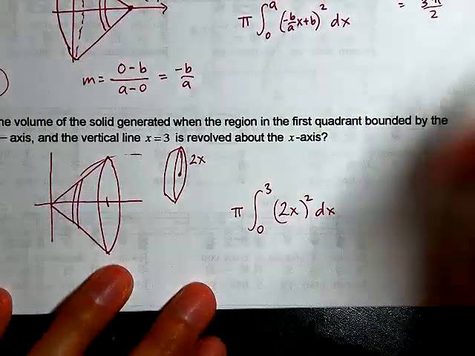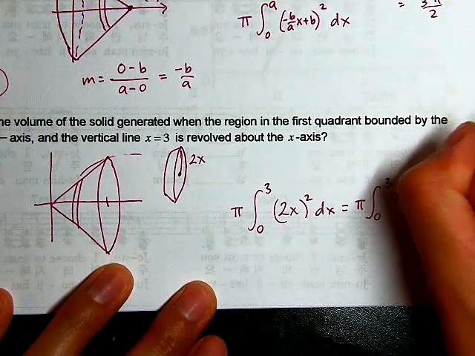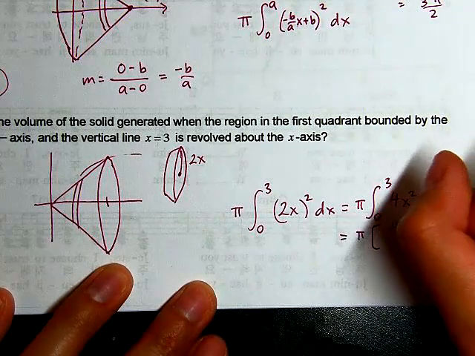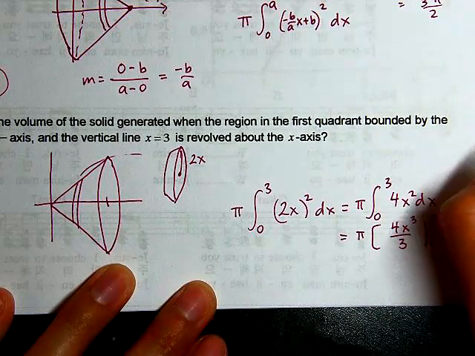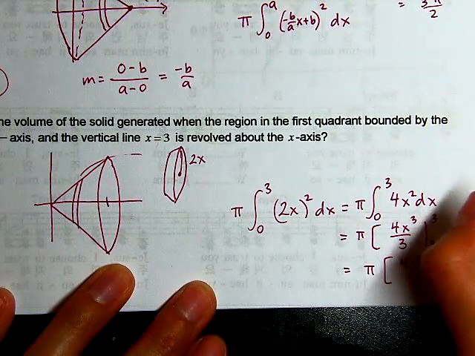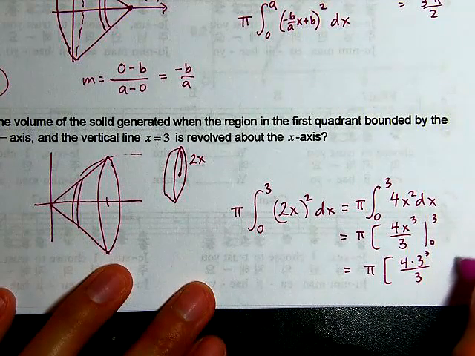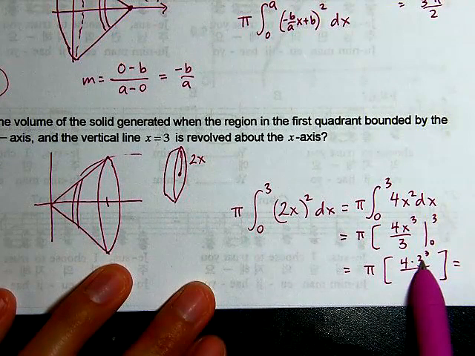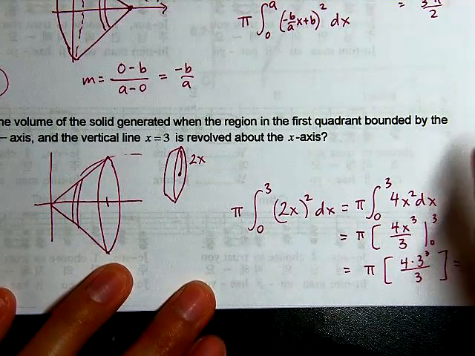If you multiply it out, you get 4x squared. The antiderivative of 4x squared would be 4x to the third power over 3. And when you plug in 3, you get 4 times 3 to the third over 3. When you plug in 0, it would just become 0, so I'm not even going to write it. So at this point, there's 3 3's here that would be multiplied out. Divide out with one of the 3's here. You would end up with 36 pi.